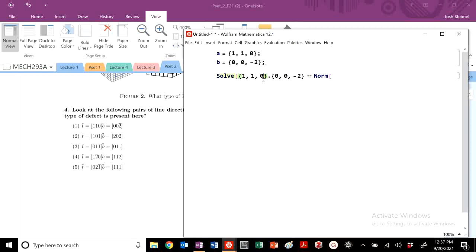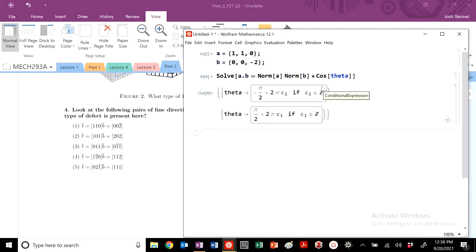So let's do a dot b. A dot b, the norm is just going to be the norm of a, norm of b, times cosine theta. Oops, I just quit my kernel. Always good before you start to get those values.